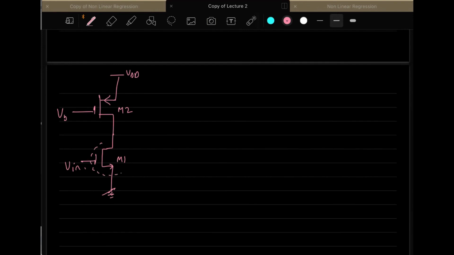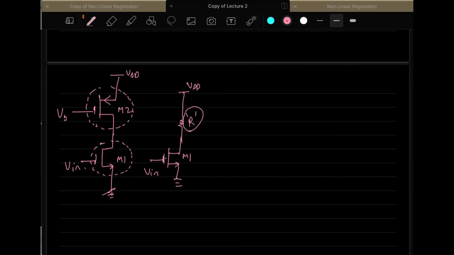First of all, you observe that this is the MOSFET M1, which is the main MOSFET. It is having a common source configuration, and on top of it there is some load, which is M2. Somewhere or the other it is equivalent to this: you have V in here, and you have some resistance R that you have to find out. This R is actually implemented by this MOSFET M2.